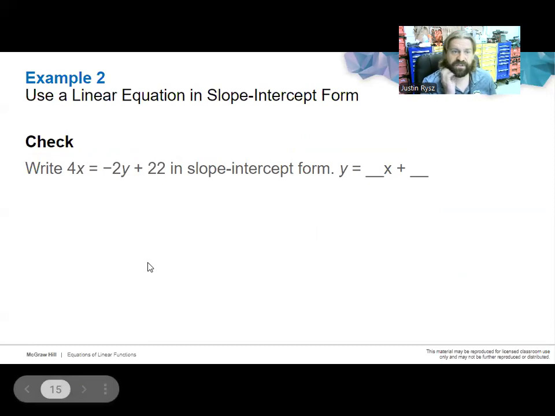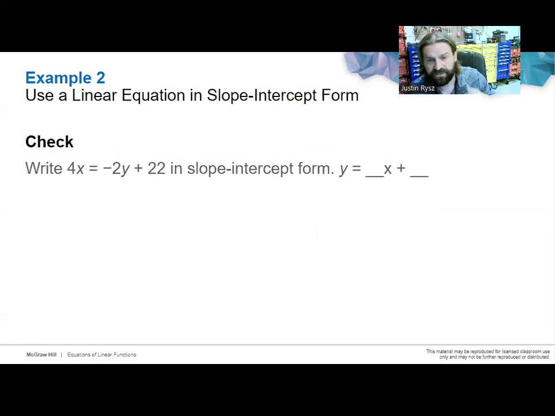All right, so pause the video, see if you can try this one on your own. If we got x equals negative 2y plus 22, see if you can go through and get the y by itself in y equals mx plus b.